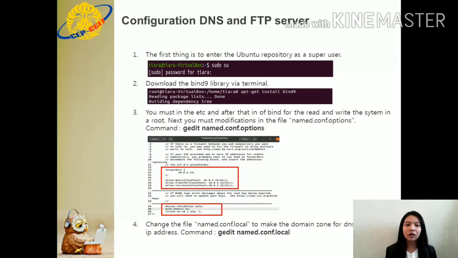named.conf.options, with the command gedit named.conf.options. Next, change the file named.conf.local to make the domain zone for DNS and IP address, with the command gedit named.conf.local.